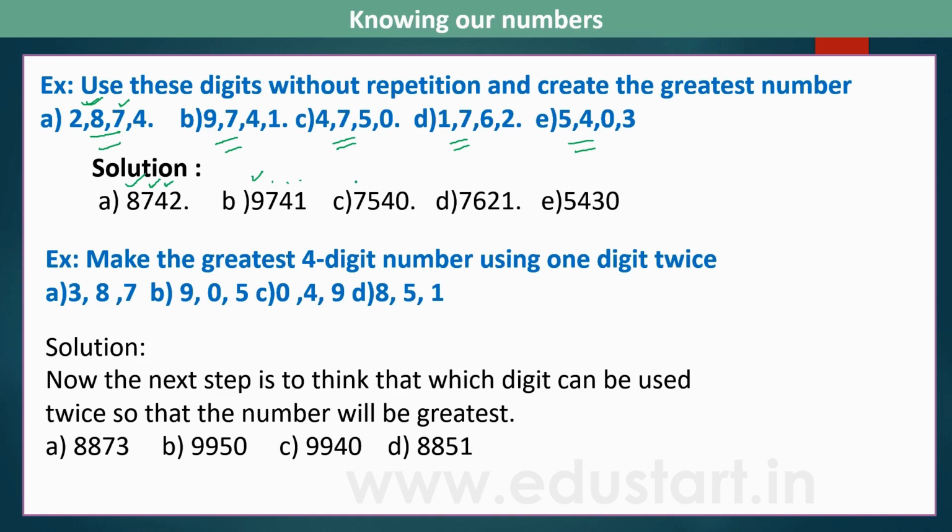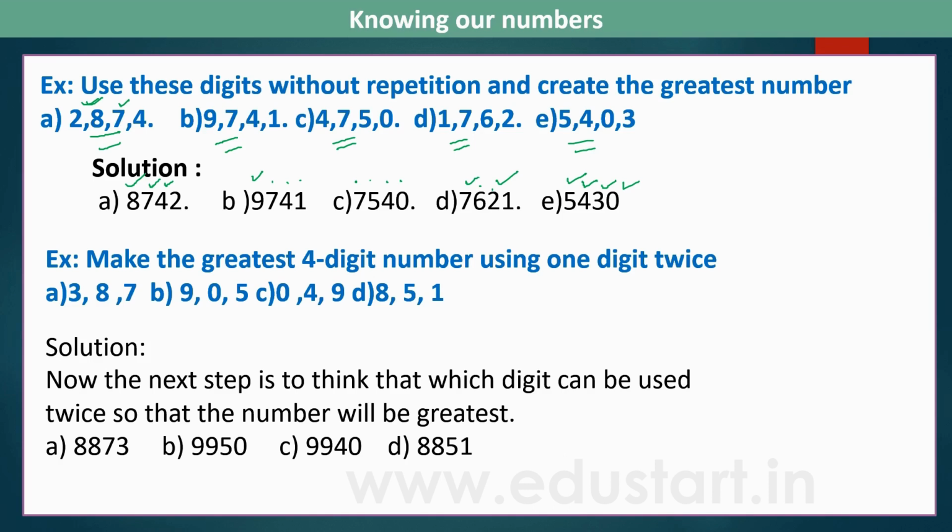So 7, then next one is 5, next one is 4, and next one is 0. In 1762, you can find 7 is present in the thousands place because that is the biggest one. 6 is next, 2 is next, and 1 is at the units place. Likewise, same for 5403. 5 is the biggest number, so it is present in the thousands place, then 4, then 3, and then 0. So this is how you are going to do when the number of digits are given and you are asked to find out the biggest number.